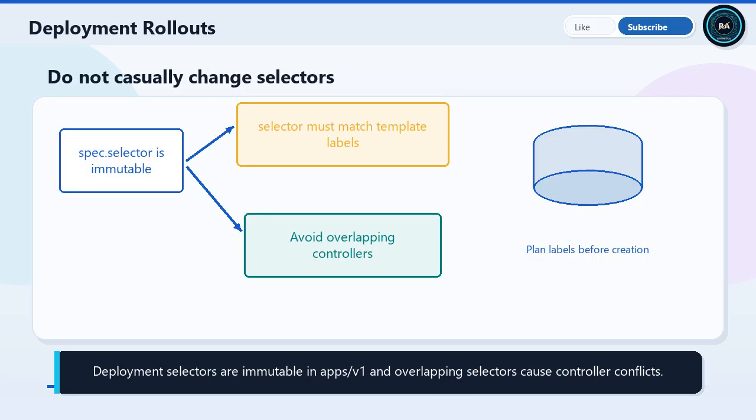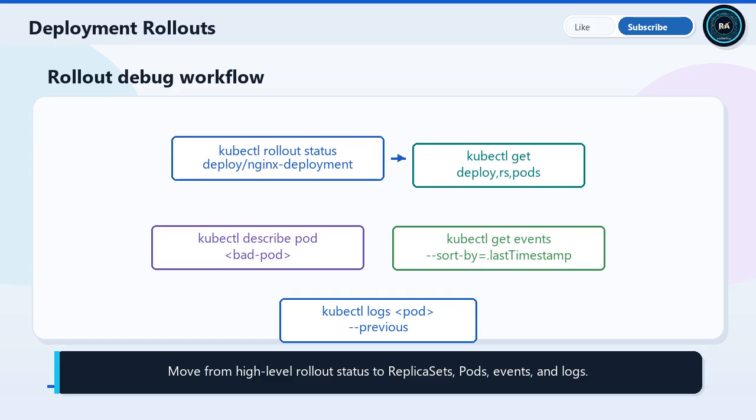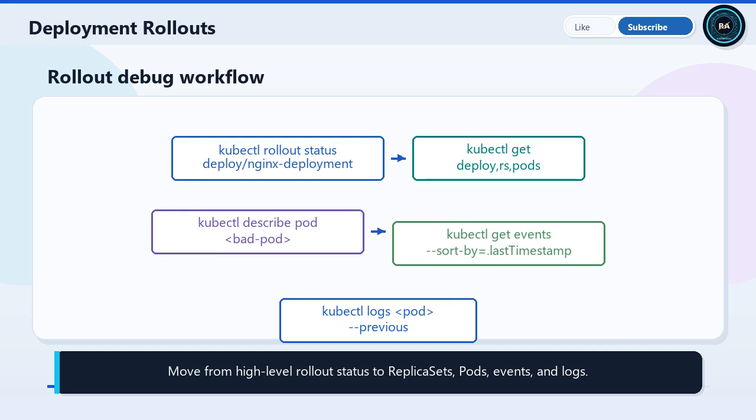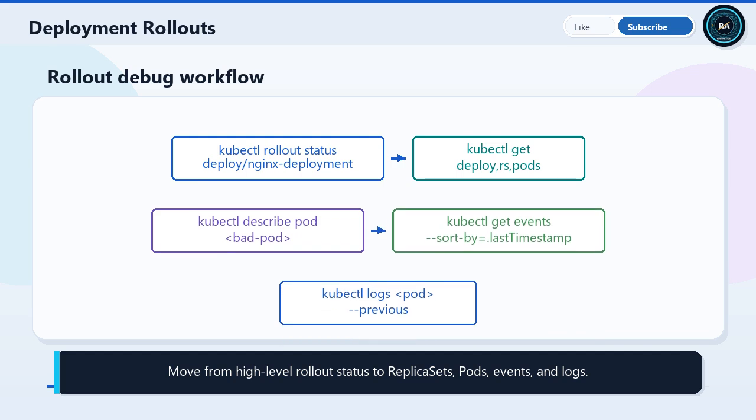Do not treat selectors as a casual update field. In apps/v1, the deployment selector is immutable, and overlapping selectors can cause controllers to fight over the same pods. A practical debug path is rollout status, get deployments, get ReplicaSets, get pods, describe the bad pod or deployment, then check events and logs. Each step narrows the failure.